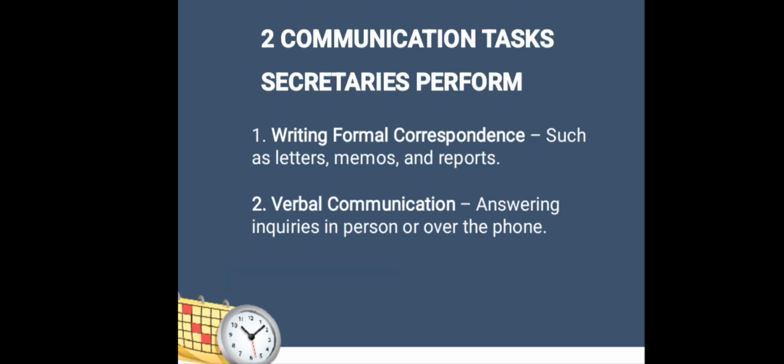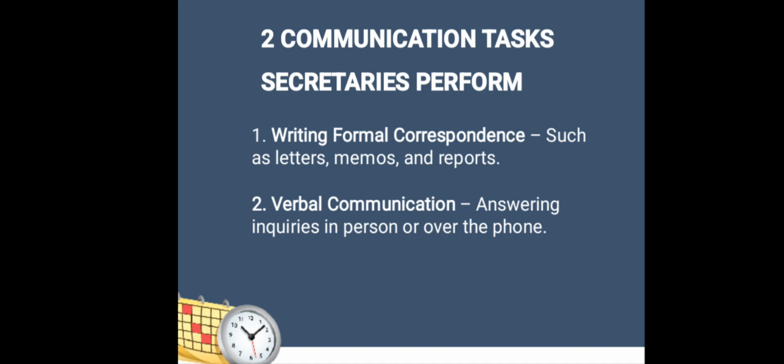So there are two communication tasks secretaries perform. First, writing formal correspondence, such as letters, memos, and reports. Secretaries often prepare written communication for schools or offices. This includes letters, memos, emails, and reports that must be clear, polite, and professional. For example, a secretary writing a letter to inform parents about a school event.